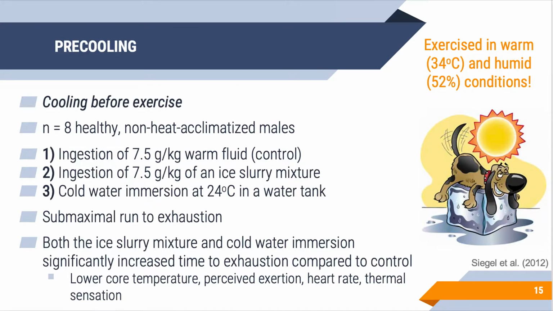They did a submaximal run to exhaustion in a warm 34 degrees C and high humidity, 52%, condition. What they found was that both cooling scenarios, whether the ice slurry drink or the cold water immersion prior to exercise, significantly allowed for greater time to exhaustion compared to ingesting the warm fluid. The greater time to exhaustion was also accompanied by lower core temperature changes, decreased perceived exertion, lower heart rate, and lower thermal sensations, so how hot they actually thought they were.